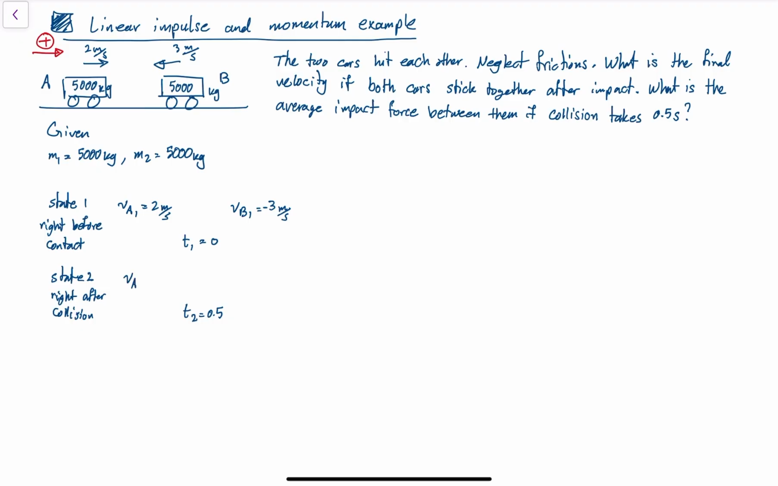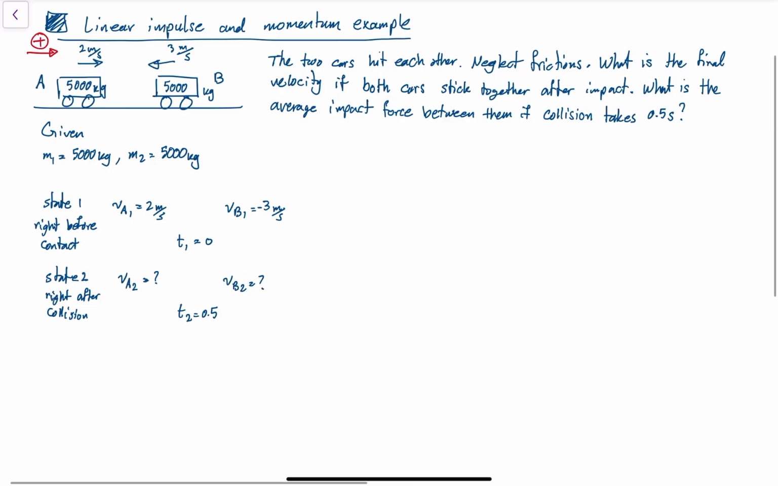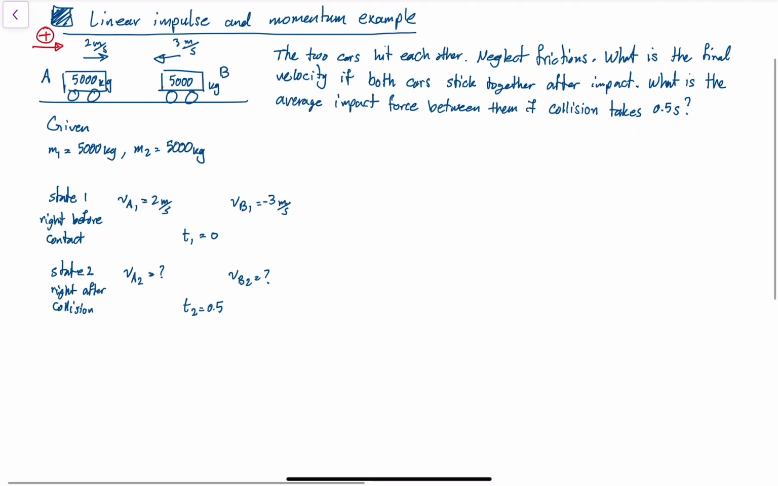I don't know VA2. I don't know what the velocity is. I don't know VB2. But I do know both of these are equal. And let's call them a common velocity V2, that is coincidentally what we need to find.